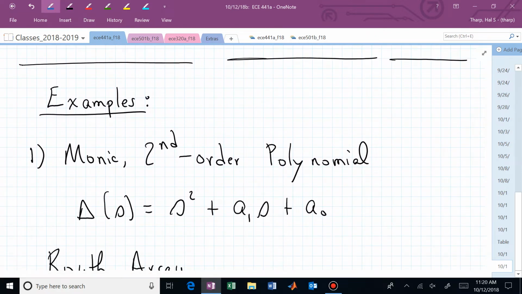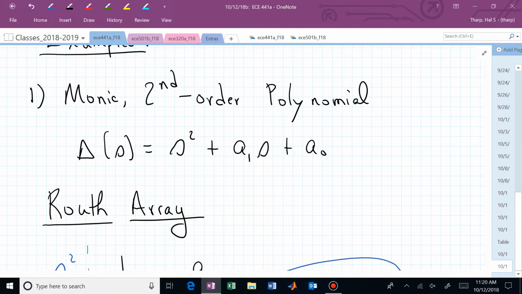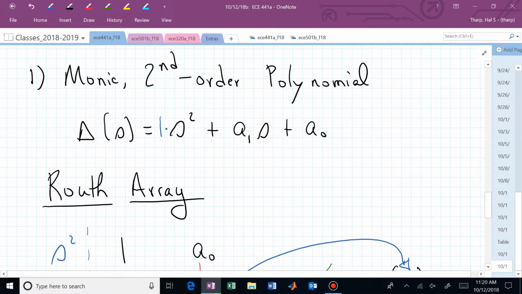Let's look at some examples. We've already done this example. Let's just repeat it quickly. This is a monic second order polynomial. Monic meaning we now have a coefficient of 1 in front of the highest power of S, which is S squared for a second order polynomial.